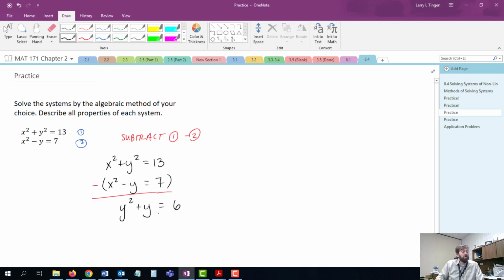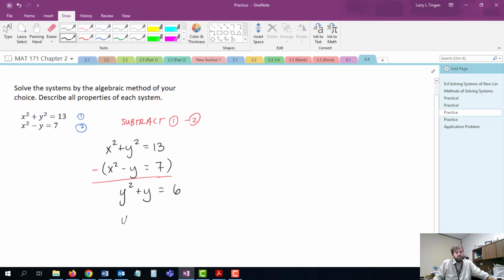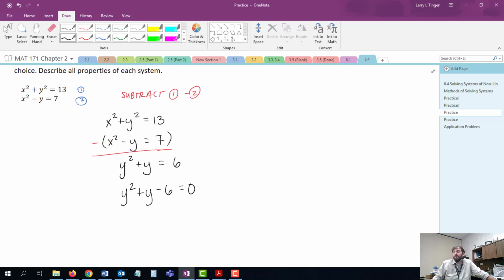All right, well, I got it to one variable. That was the goal. This is a quadratic. So how do I solve quadratics? I get everything on one side and see if it factors. How do I get everything on the same side? Subtract both sides by 6. And now I have y squared plus y minus 6 is equal to 0. Does this factor? Yes, it does. Two numbers that multiply to -6 and add to 1. Those are positive 3 and negative 2.